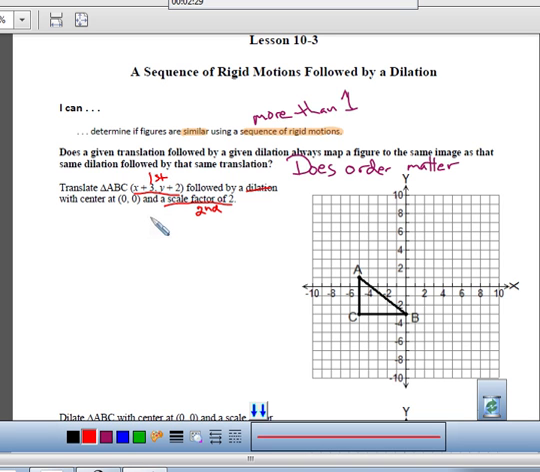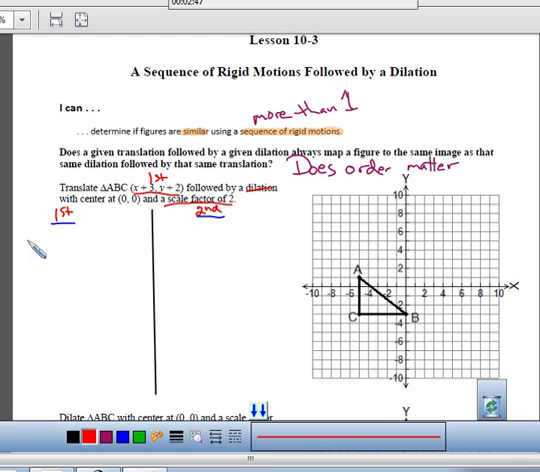Alright, so we're going to split our workspace in half. So draw a line down the middle. One side is the first, the other side is the second. Actually, that's already there, so I'll just leave it. Alright, so first thing I need to do is identify my 3 points, A, B, and C.